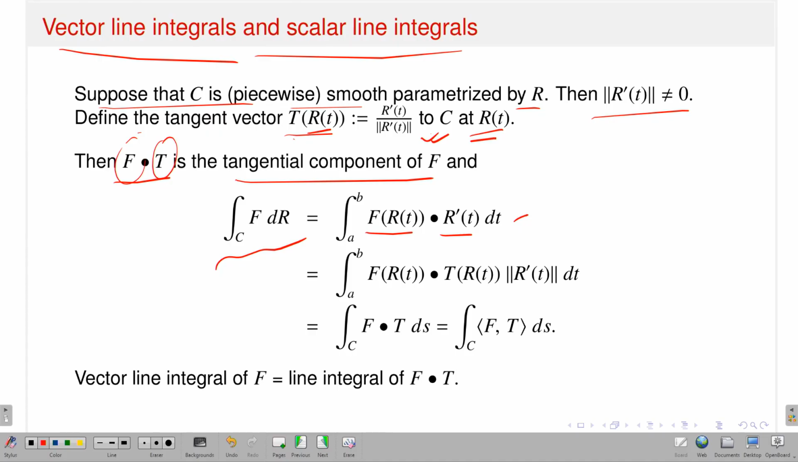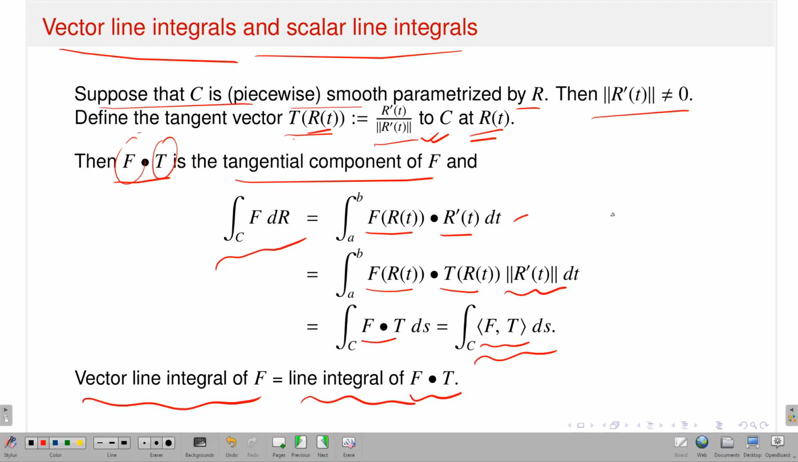So, this is the formula, and then I am writing it in terms of the unit tangent vector, that means capital F of r(t) times T of r(t). One factor will come out, because T of r(t) is nothing but R prime t divided by the norm of R prime t, and I am writing this as F dot T ds, which is the same as the scalar line integral of this scalar field F dot T. So, that is the conclusion I have written. The vector line integral of capital F is nothing but the scalar line integral of the dot product F dot T.